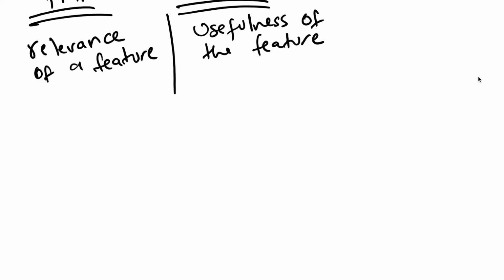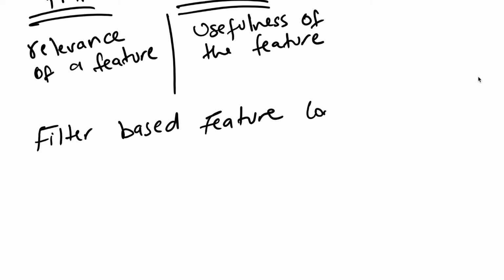Now, what are the different methods of actually doing filter based feature construction?